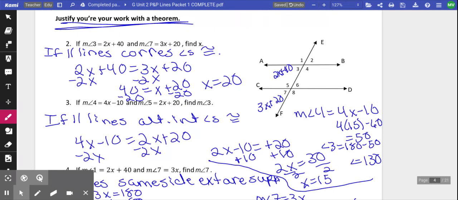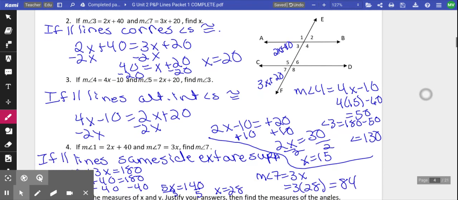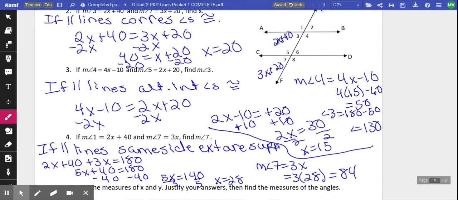Okay, so hopefully you tried these. Number 3, we're talking about angle 4 and angle 5. So angle 4 and angle 5 are what we call alternate interior angles. So my theorem is if parallel lines, alternate interior angles are congruent. So I write the equation 4x minus 10 equals 2x plus 20. I solve, I get x equals 15.